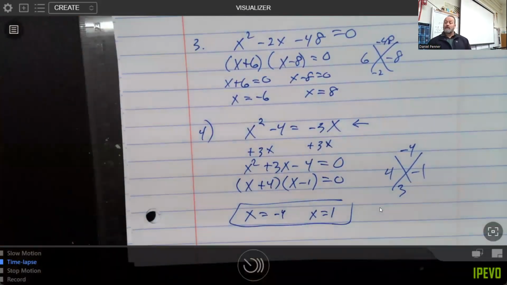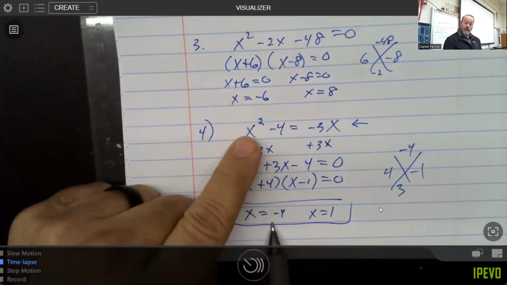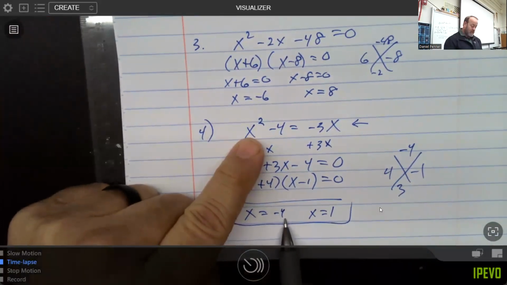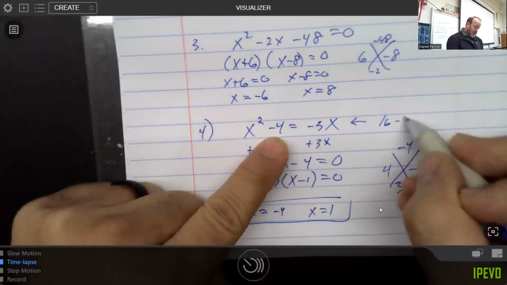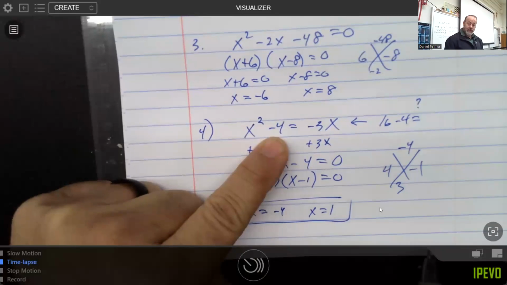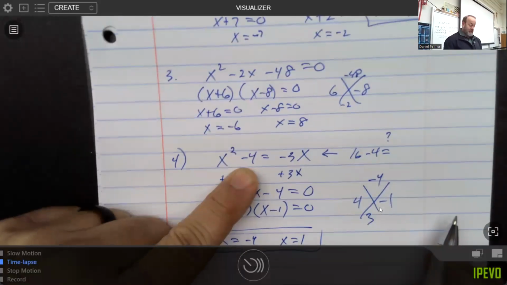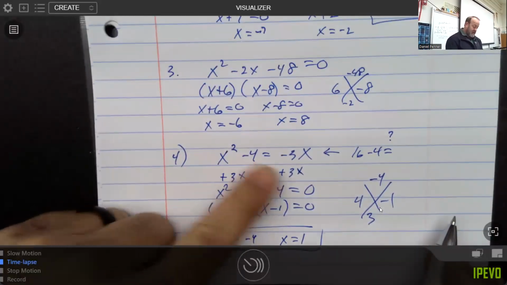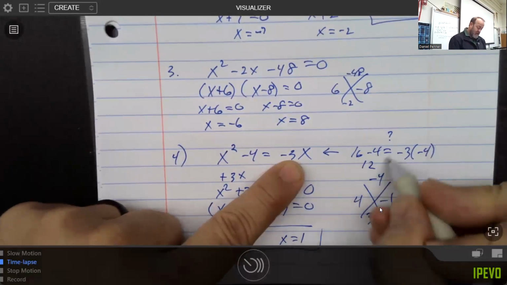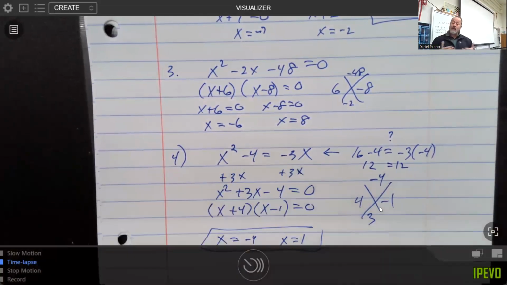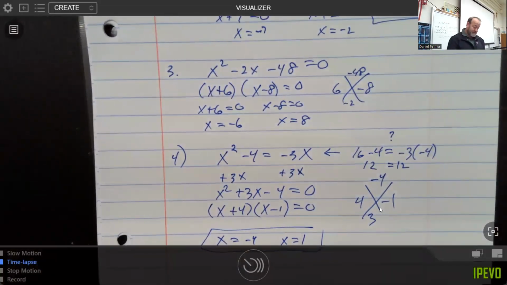Now, this looks like a hard problem, but let's just double check something real quick. What would I get if I squared -4? Well, I'd get 16. And I'm asking, did I do this problem right? What would happen if I plugged -4 into the left side and also plugged it into the right side? Well, I'd get 12 here, and I'd also get 12 right here, which shows you that I did that right.